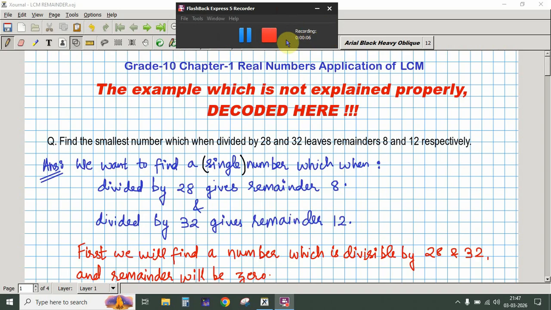In this video we are going to solve a grade 10 mathematics question from real numbers. It's an application of LCM. This example is not very well explained in the class or even by the coaching centers. The question is: find the smallest number which when divided by 28 and 32 leaves remainder 8 and 12 respectively.